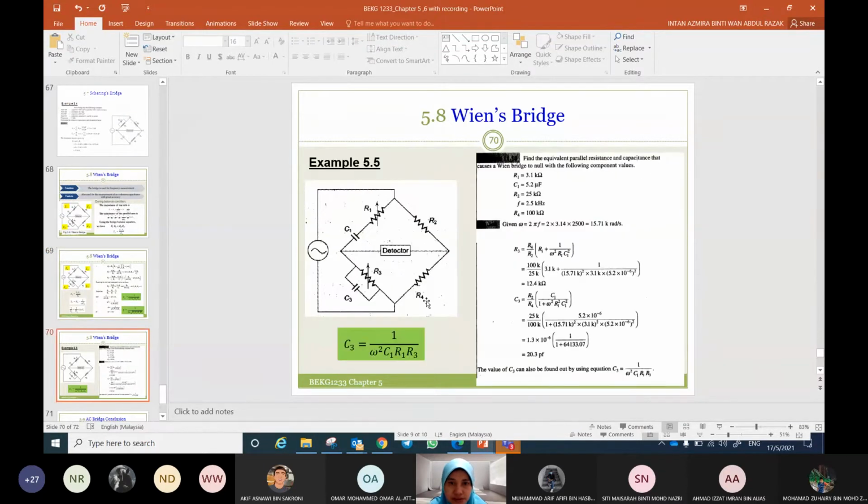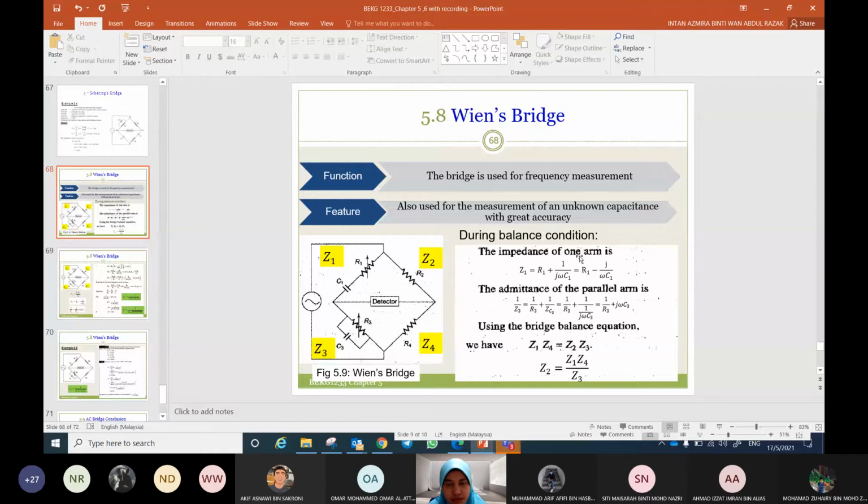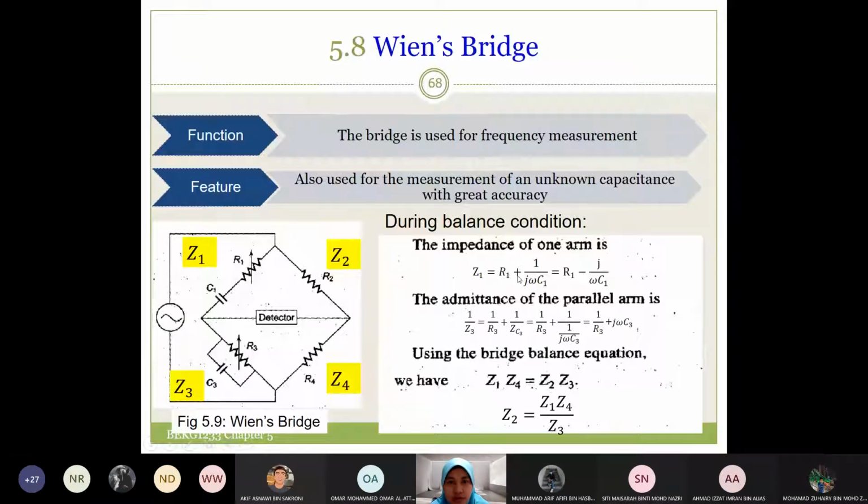Capacitor, capacitance. The impedance of one arm is, as usual we write the balance equation. So we define each Z. Z1 is equal to R1 plus 1 over j omega C1. It is equal to R1 minus j over omega C1.